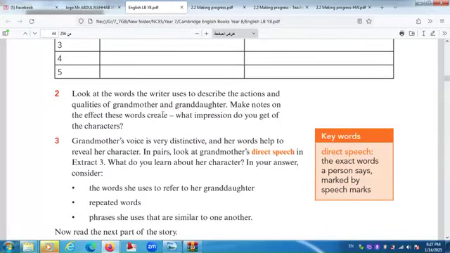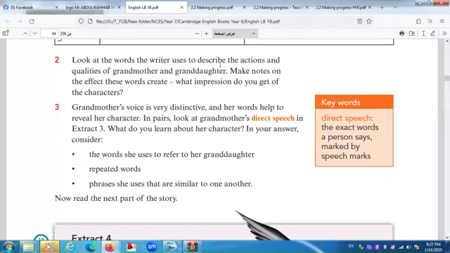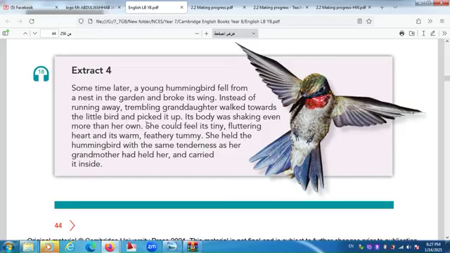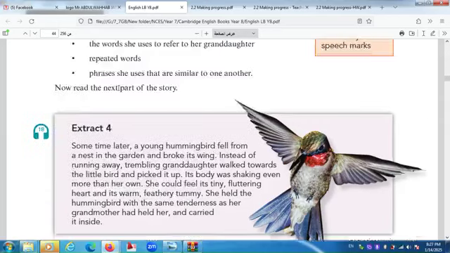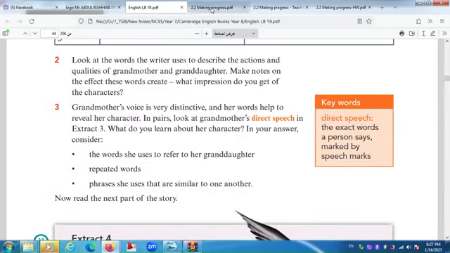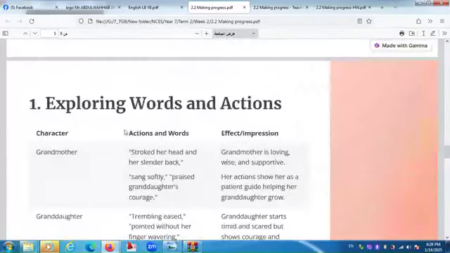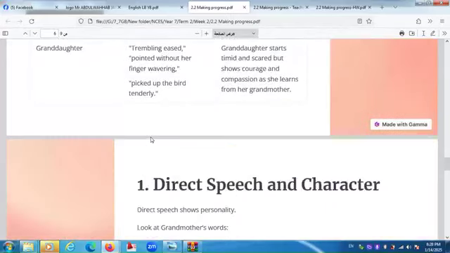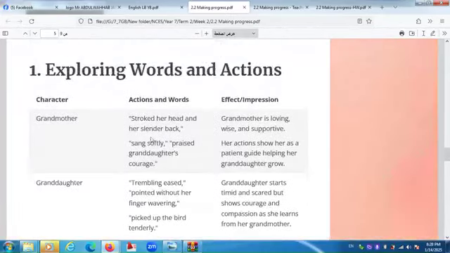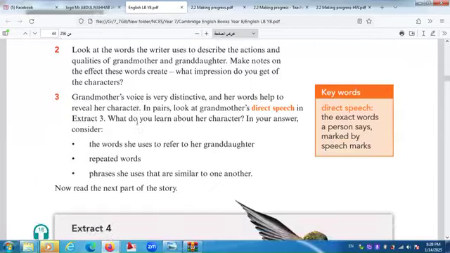Okay, I need now to say something about the words, about the description. Let's make notes about the effects of these words and what impression you get of the characters. Okay, let's read extract 4. Let's solve number 2. Extract 4.